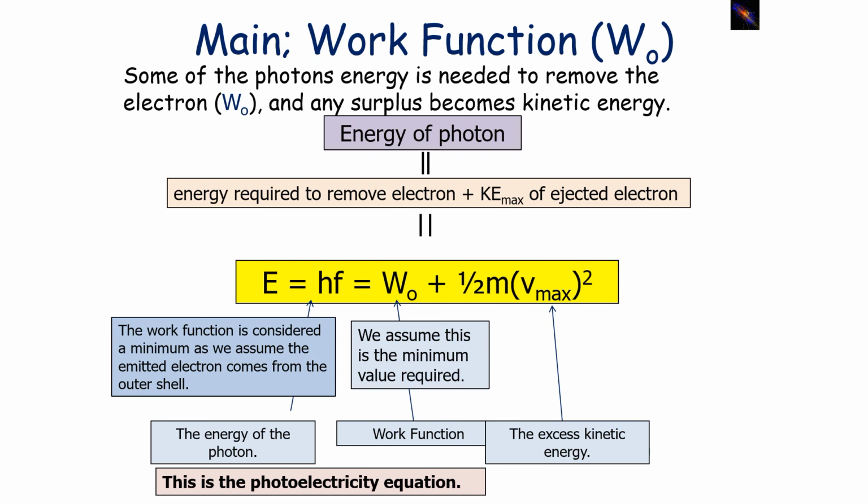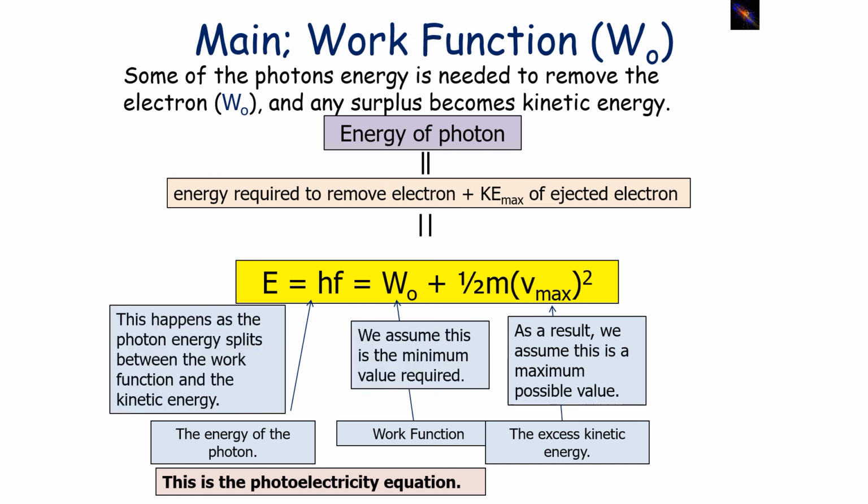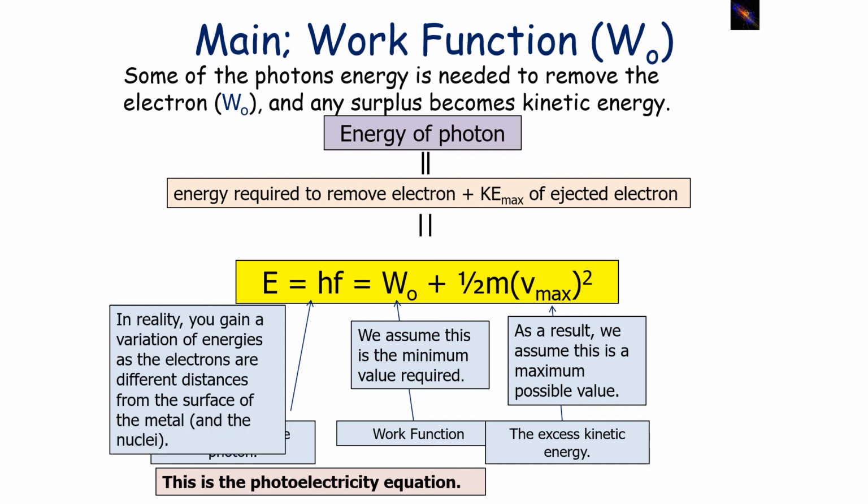Now the work function is considered a minimum as we assume the emitted electron comes from the outer shell. So by that logic, we've got to assume that the kinetic energy, which is the value for the electron emitted, is a maximum value. This happens because the photon energy splits between the work function and the kinetic energy. So if we assume the work function is a minimum, we've got to assume the kinetic energy is a maximum.